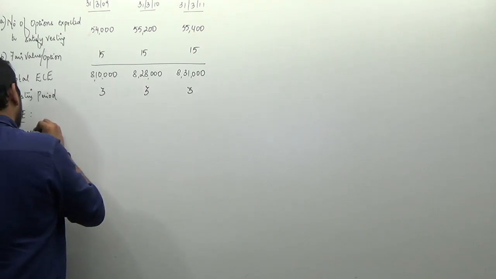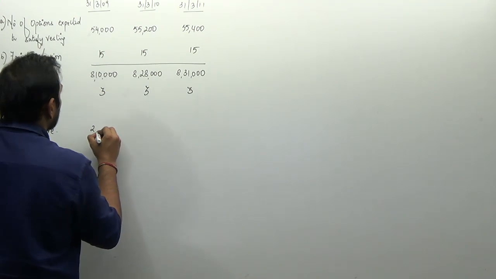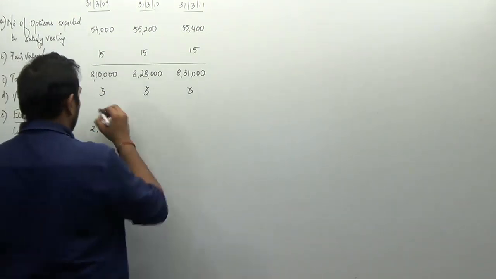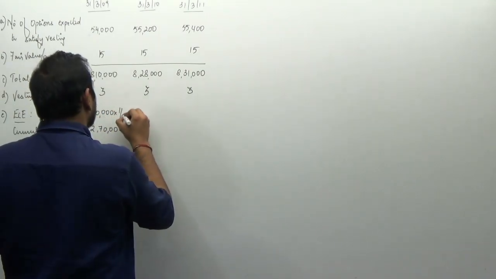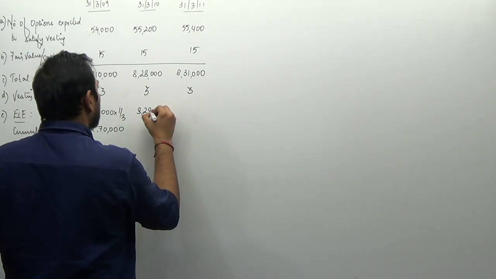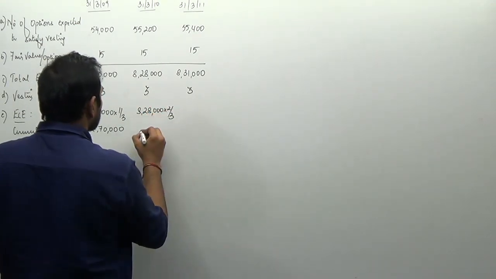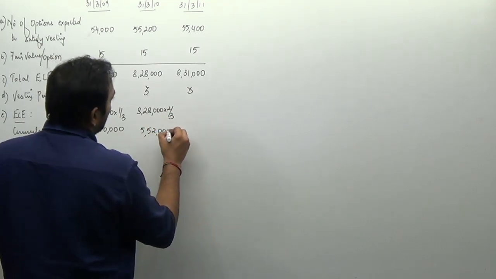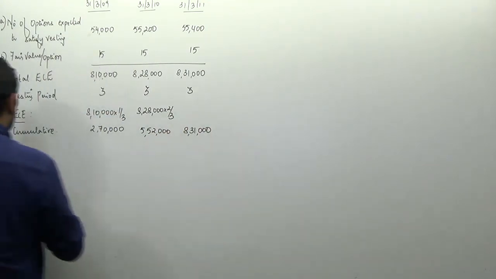So EC cumulative: 8,10,000 into 1 by 3, 2,70,000. 8,28,000 into 2 by 3 is 5,52,000. Last one anyway 3 by 3, 8,31,000.